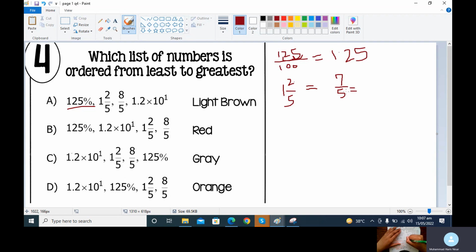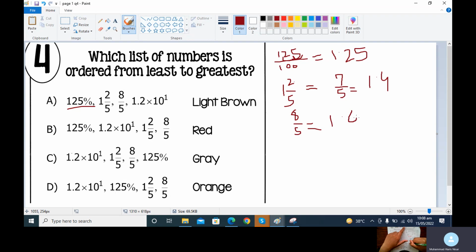And 7 by 5, yes, you need to tell what is 7 by 5. 7 by 5 equals 1.4, isn't it? 1.4. Next one is 8 by 5. So 8 by 5 in decimal, how is it written? Yes, it is equal to 1.6.